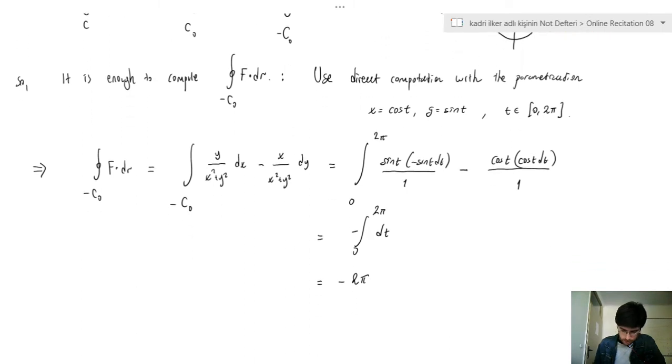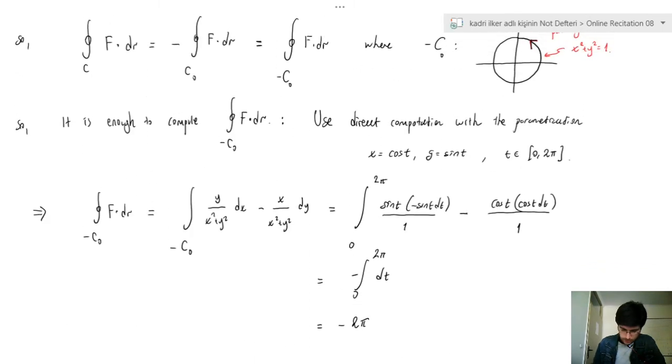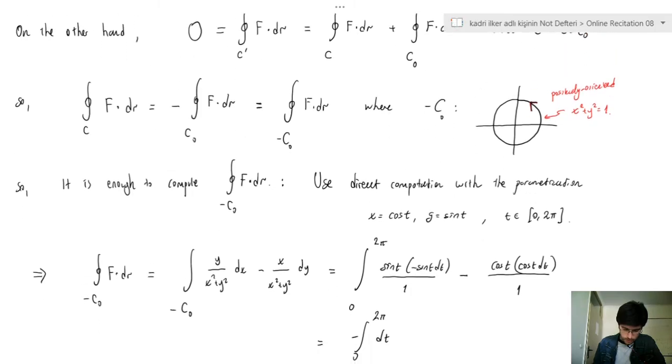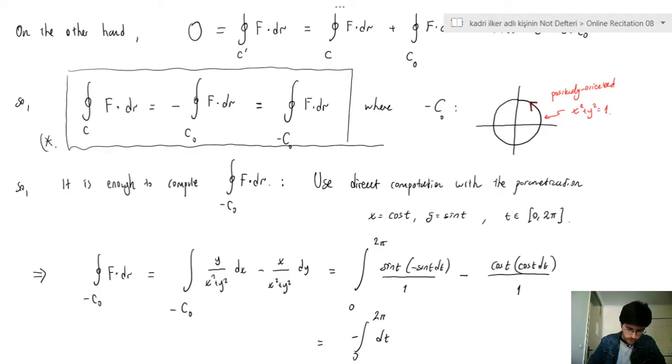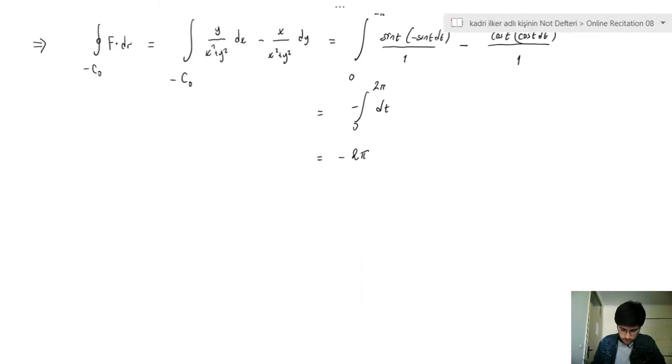Because of this previous observation, let me denote it by star. Due to the observation star, we have the following. This was the original integration, and now it is just minus 2 pi. So this is it.